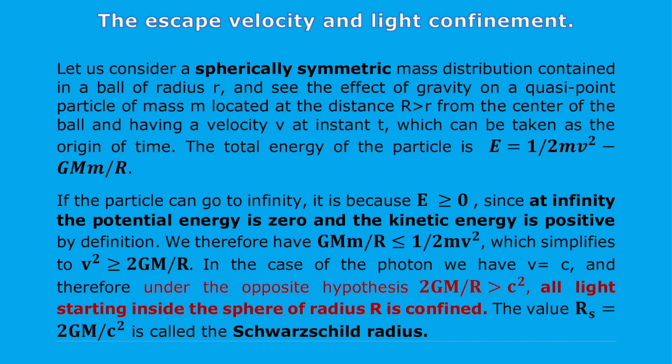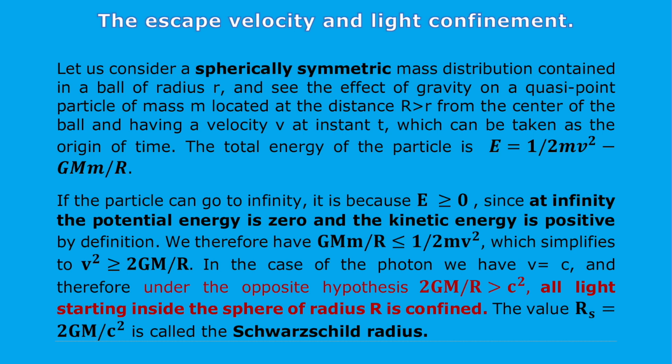If the particle can go to infinity, it implies that capital E is non-negative, since at infinity the potential energy is zero, and the kinetic energy is positive by definition. We therefore have capital G capital M small m over capital R less than or equal to 1/2 m v squared, which simplifies to v squared greater than or equal to 2 capital G capital M over R. In the case of the photon, we have small v equal c, the velocity of light in empty space, and therefore, under the opposite hypothesis, 2 capital G capital M over capital R greater than c squared, all light starting inside the sphere of radius capital R is confined.